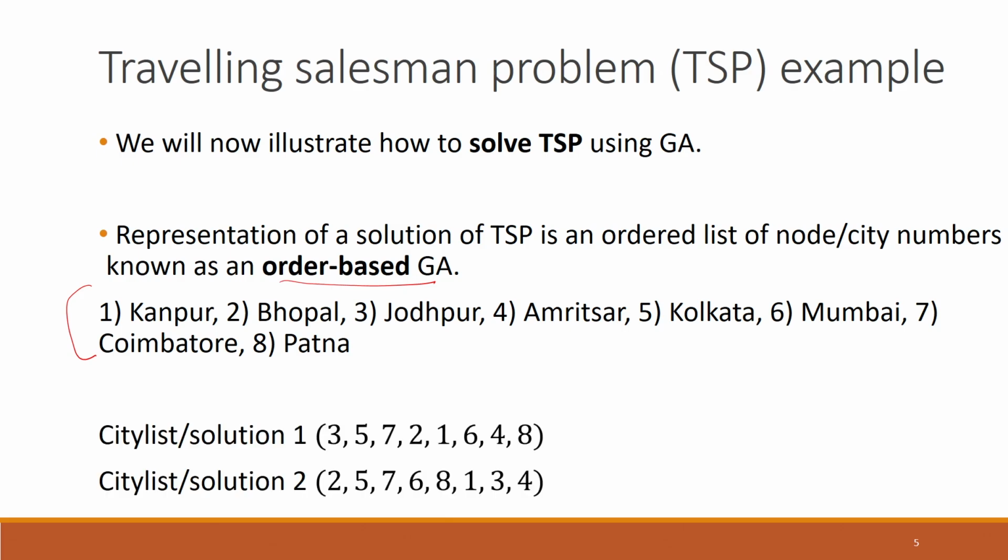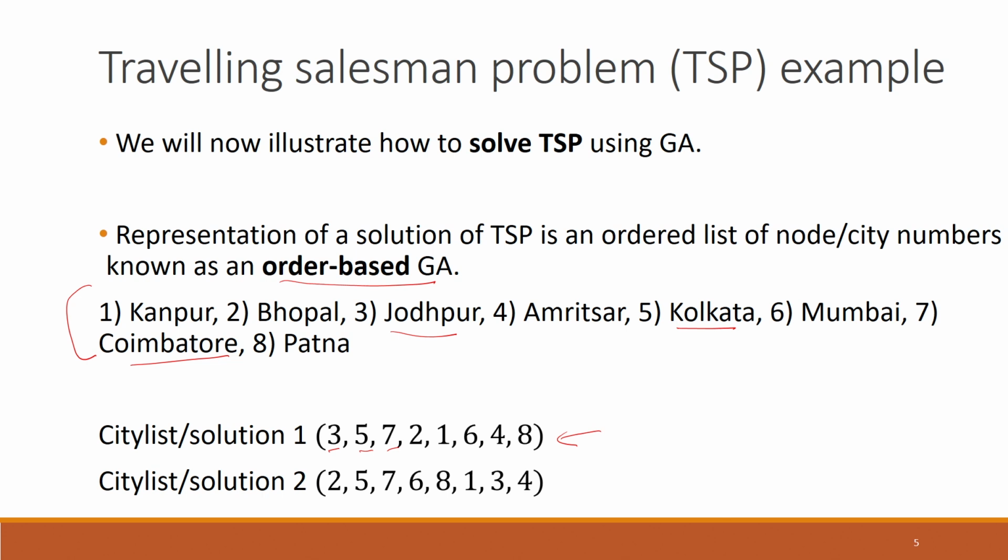For example, let us take a look at 2 example solutions of the traveling salesman problem. So, this is one solution here. Suppose we start from Jodhpur, then we go to Kolkata, then we go to Coimbatore and so on. So, we will be going to these different nodes and then we will be coming back to the first one. Okay. So, here the order in which we go matters, which did not matter in the case of the Max-1 problem.